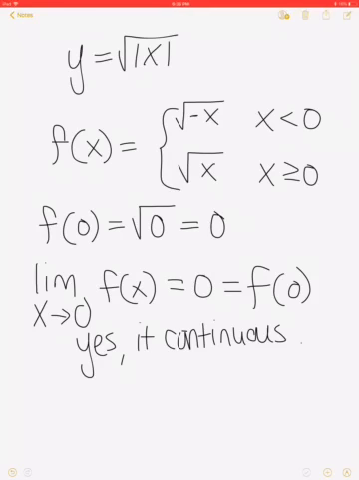Alright, so that's a good thing. We can't really do the second half of the problem if it's not continuous. Or maybe it's not a good thing, because that means we have to keep going. But now we need to do whether or not it's differentiable. So it's continuous, so it could be differentiable. We just have to check to see if the limit exists.